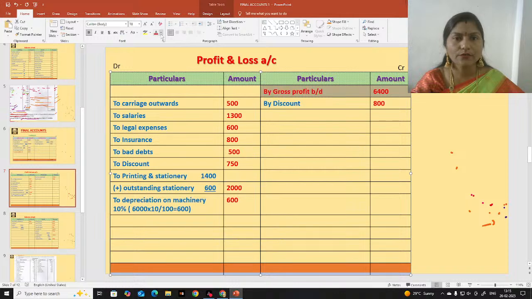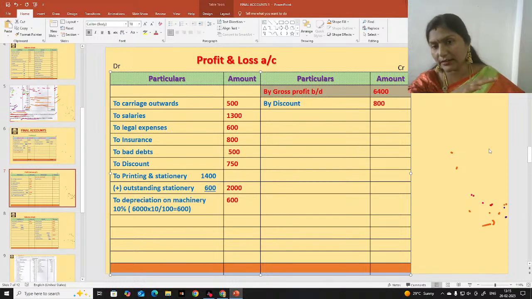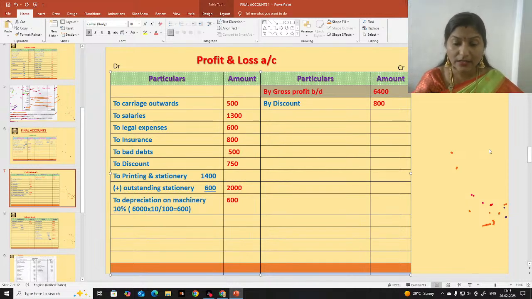Okay, so first we have to bring that trading account answer to the profit and loss account, and we should record it here on the credit side. Suppose we get a gross loss in the trading account, we will get it on the credit side. Here we will write it on the debit side. Hope that is clear for everyone.